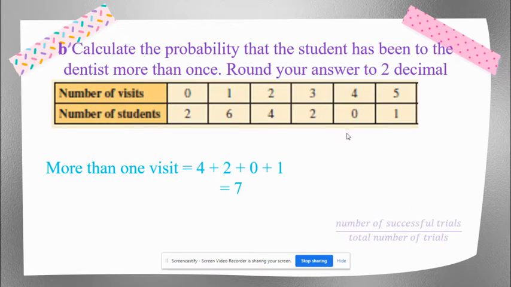There's our number of successful trials, which will be 7, and our total number of trials is 15, because we know that's how many are there altogether. Okay, so it's 7 is what we're talking about. 15 is the total number of everything. So remember the total. Okay, and then we divide it and we get 0.47.